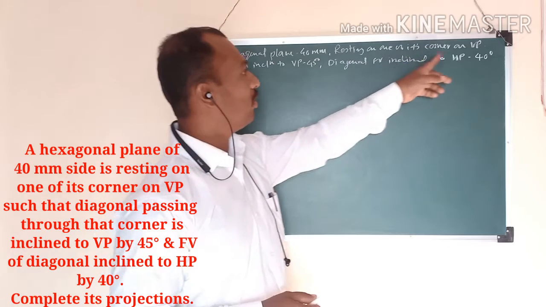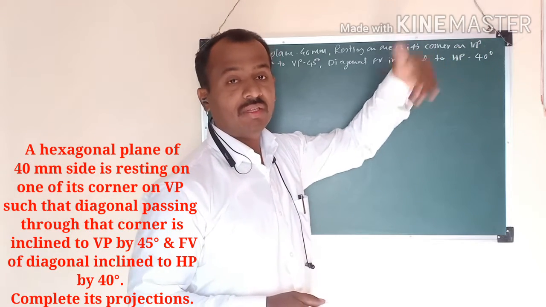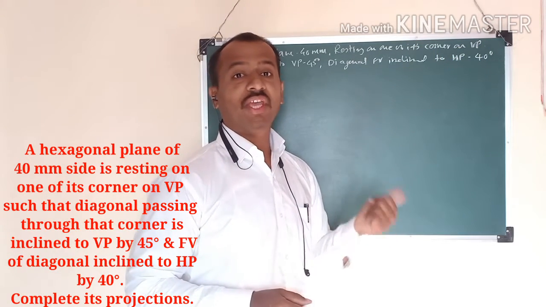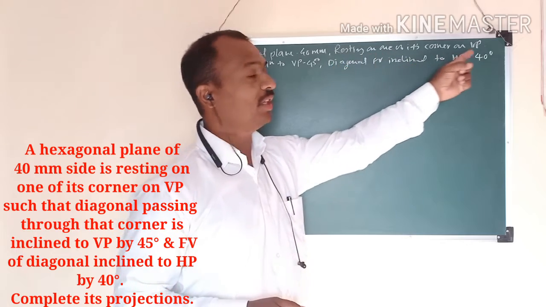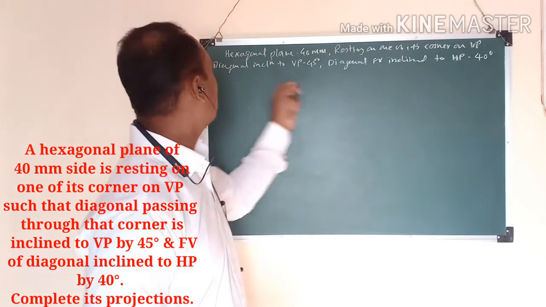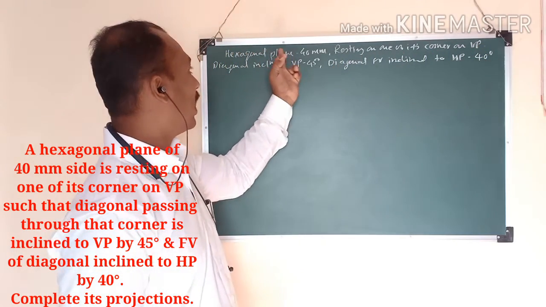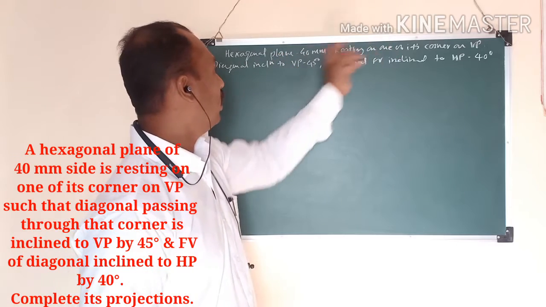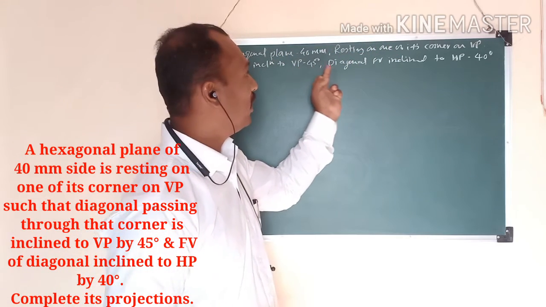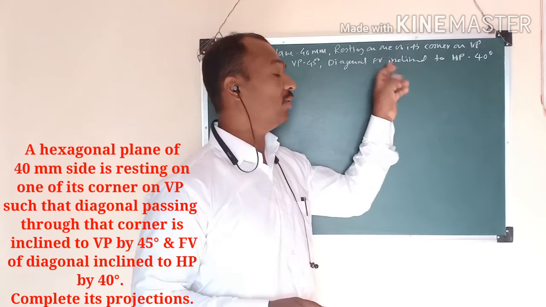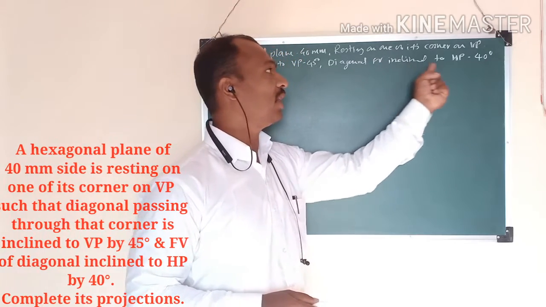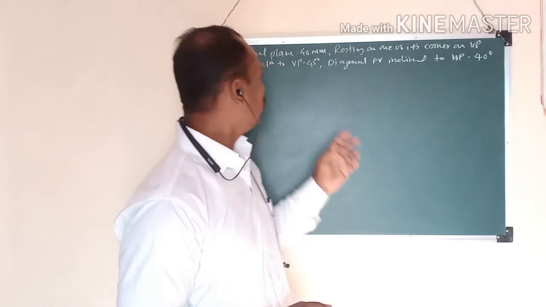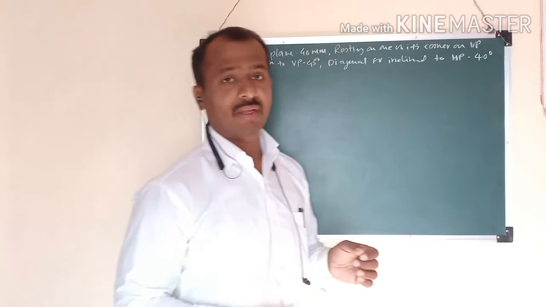It is resting on one of its corners on the VP. In the earlier problem it was resting on the HP. Now in this problem it is resting on the VP on one of its corners. The diagonal passing through that corner is inclined to the VP by 45 degrees, and the front view of the same diagonal is inclined to the HP by 40 degrees. So like this the problem is given.